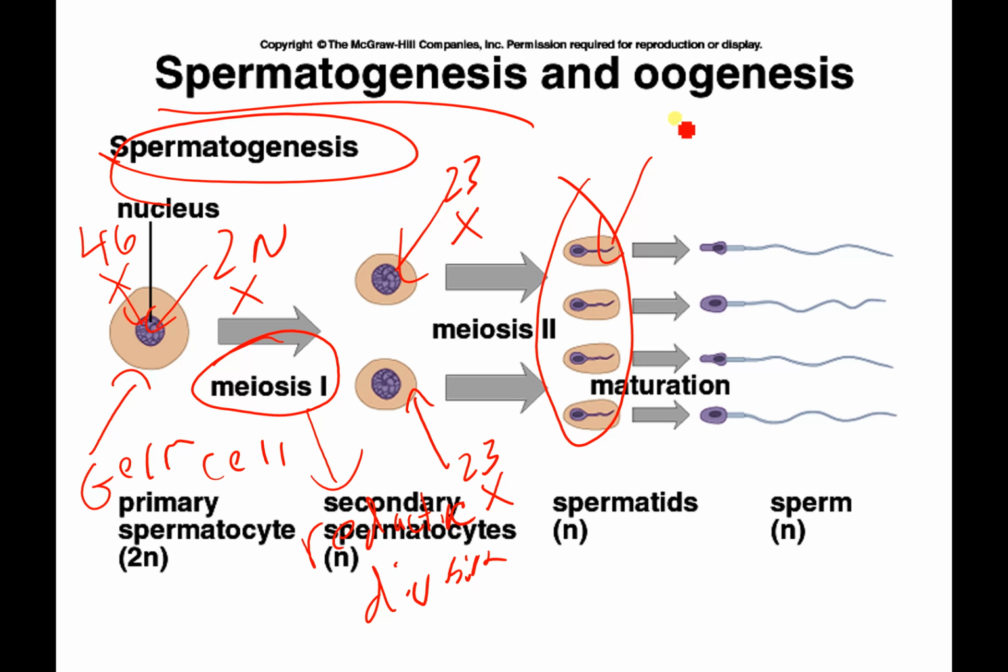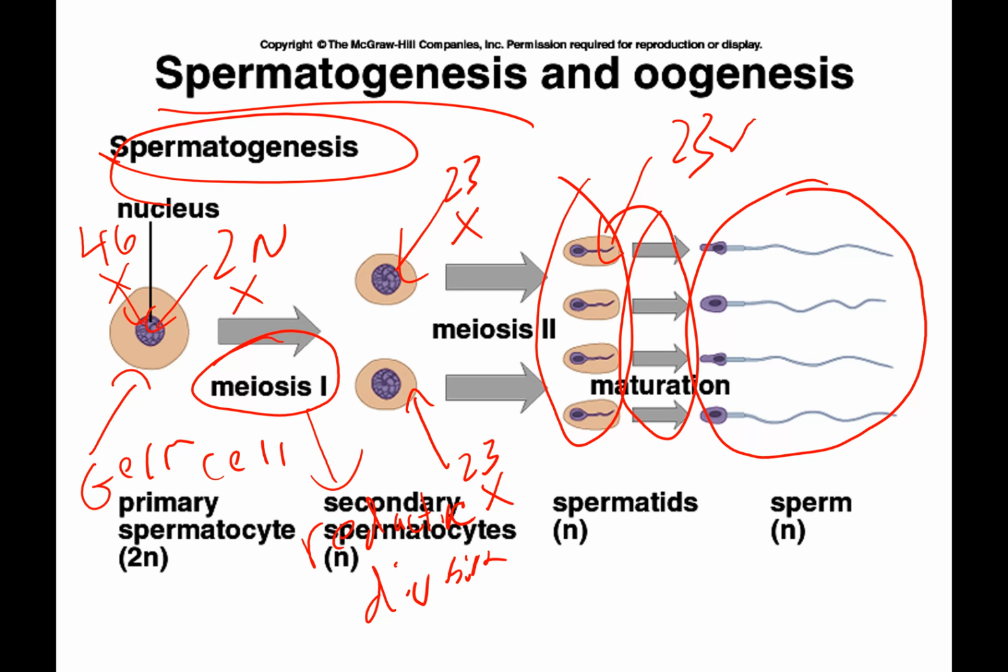Each of these cells is still going to have 23 chromosomes, but instead of being bivalent, they're going to be made of just one piece, one chromatid. Then we get the period of growth and maturation, and we end up with our mature, in this case, sperm. 4 sperm from 1 germ cell.